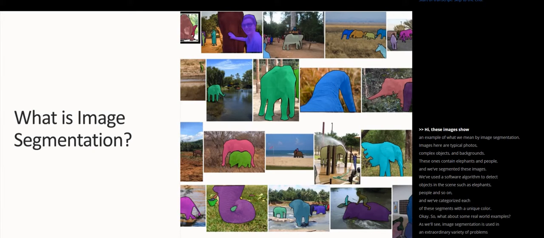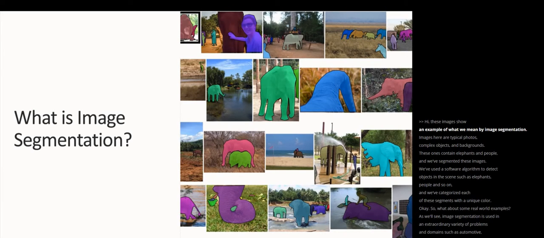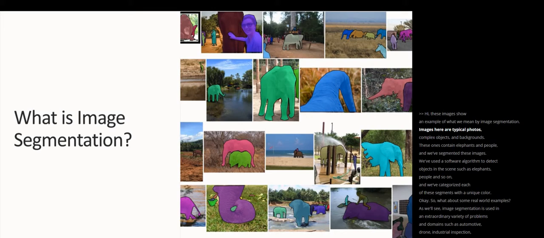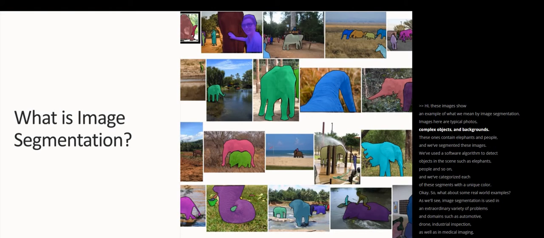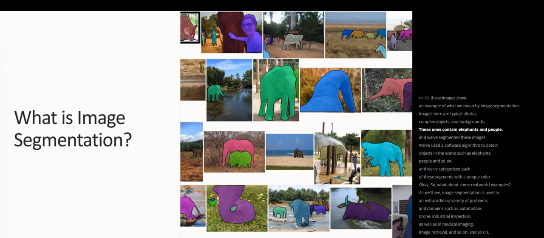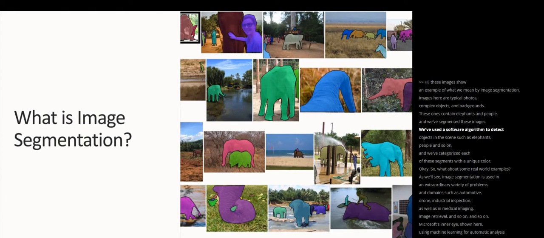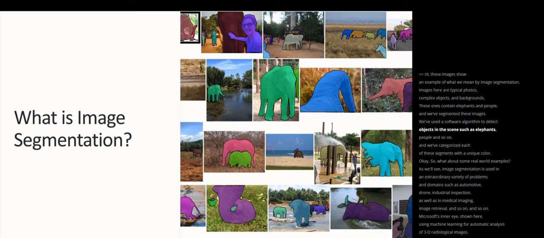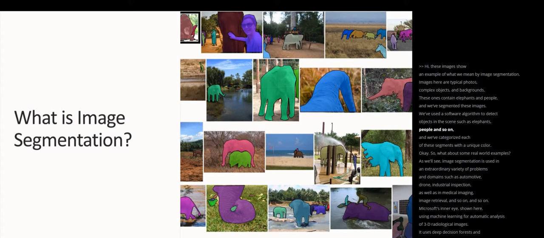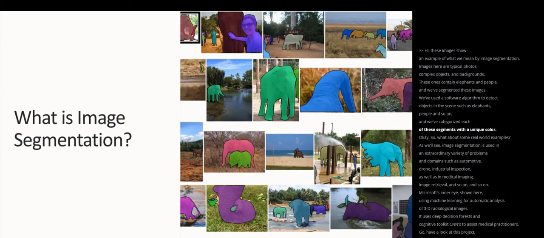Hi, these images show an example of what we mean by image segmentation. The images here are typical photos with complex objects and backgrounds. These ones contain elephants and people, and we've segmented these images. We've used a software algorithm to detect objects in the scene, such as elephants, people, and so on, and we've categorized each of these segments with a unique color.